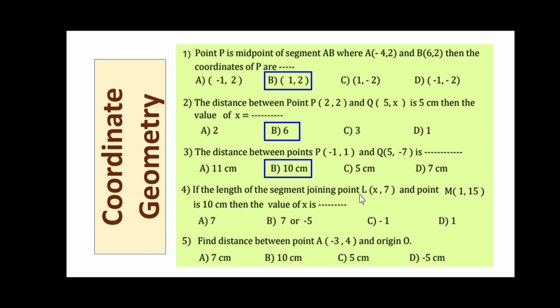If the length of the segment joining the points (x, 7) and point M (1, 15) is 10 centimeter, then the value of x after calculation you are getting 7 or -5. Find the distance between point A (-3, 4) and origin. Here by using the distance formula, but the second coordinates are (0, 0) since it is starting from the origin, so you will get the answer as 5 centimeter. Let us consider a few more problems.